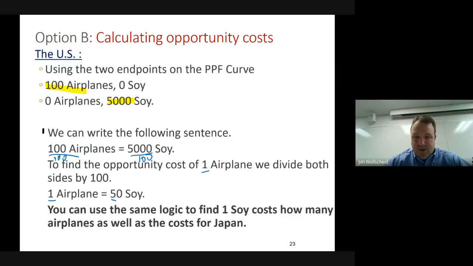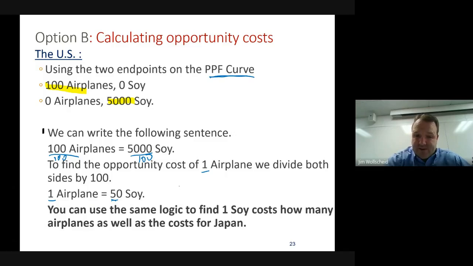before. So not always are you going to have all the information available. You might just get a PPF curve, because that's really all the information you need. You need the labor hours to find the PPF curve, but if you have the PPF curve, we can solve from there. So 100 airplanes equals 5,000 soy. Divide each side by 100. I get one airplane equals 50 soy.